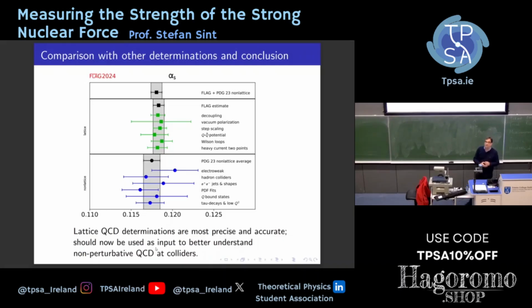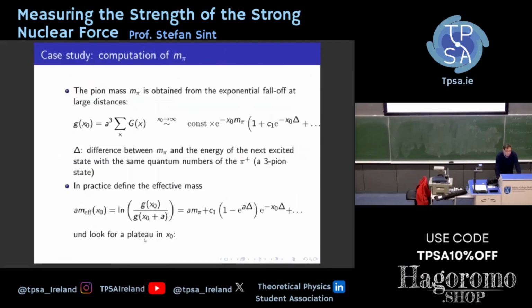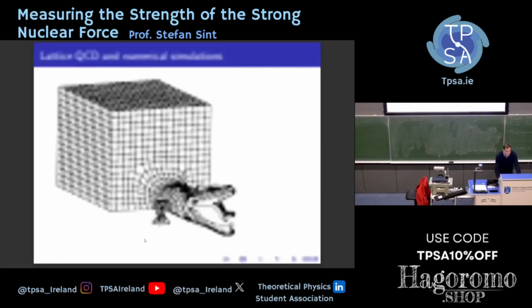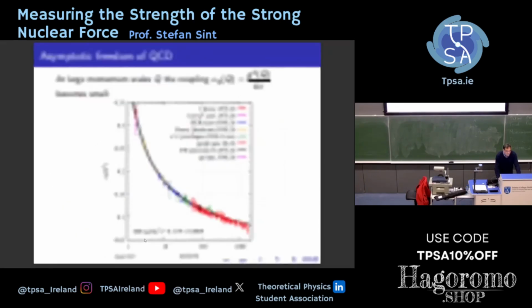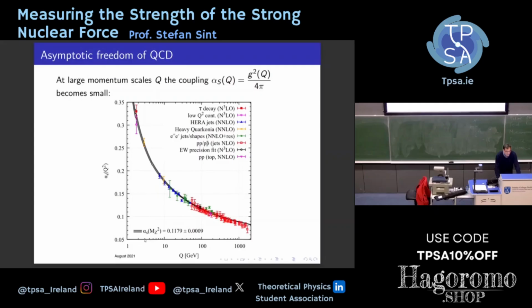Anybody else? Okay, two things. Towards the beginning, there was a graph of the coupling with different measurements for different events. One of them was the e+e- jets and shapes. It was labeled next-to-next-to-leading order plus res. What does the res mean?